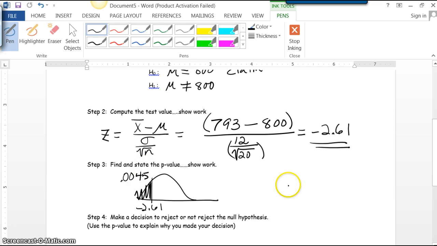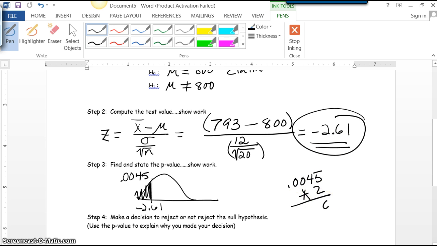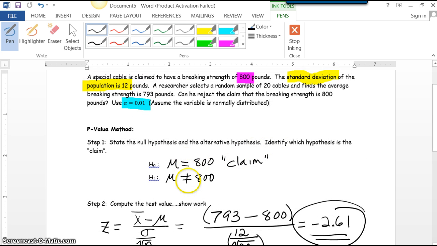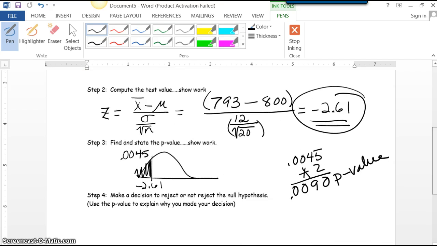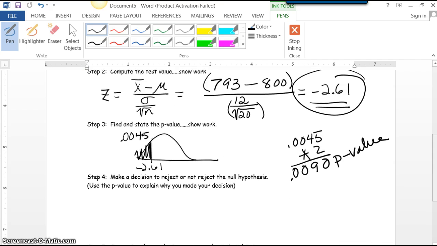This is a two-tailed test, and on a two-tailed test, you take that area that's in the tail of the test value and you double it. And that's your p-value. You only have to do this on a two-tailed test. That's where you double. And the reason we know this is a two-tailed test is because of the equal, not equal to. And so the p-value is 0.0090.